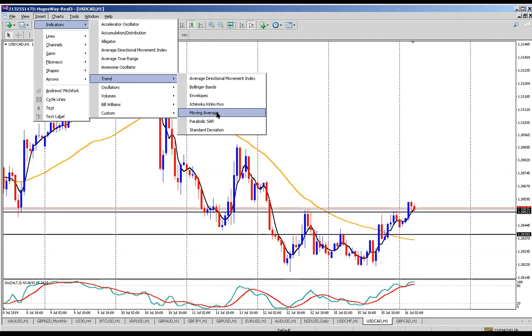Insert, trend, moving average. That's how you do it at MT4. What would be the identifying factors to get back in? Well, if I didn't catch it at the beginning, I don't take it.